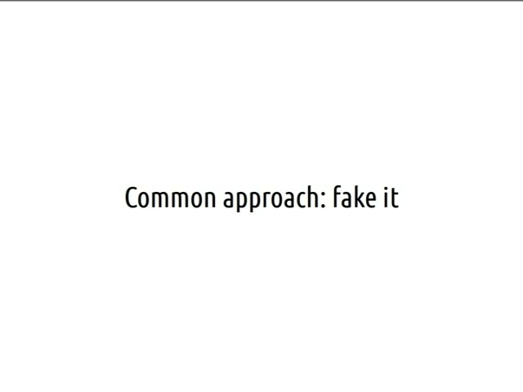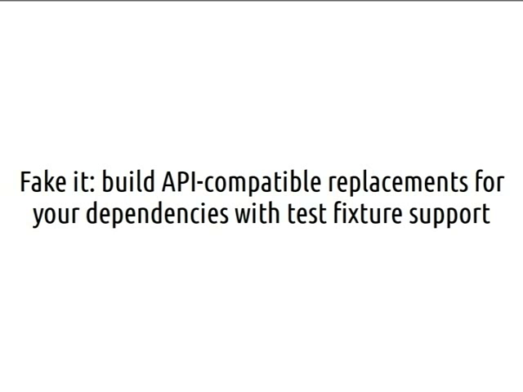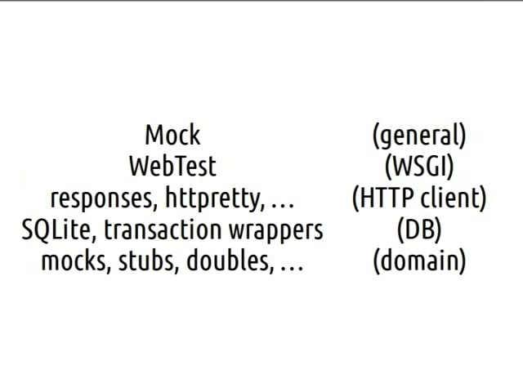So, a common approach is to fake it. Where faking it in this context means you build some sort of API-compatible replacement for your dependencies with test fixture support. Now, that reads sort of like right out of a textbook, right? Like, what in the world do you mean, Dan? Here's what I mean. So here's some examples of tools or techniques to do this.